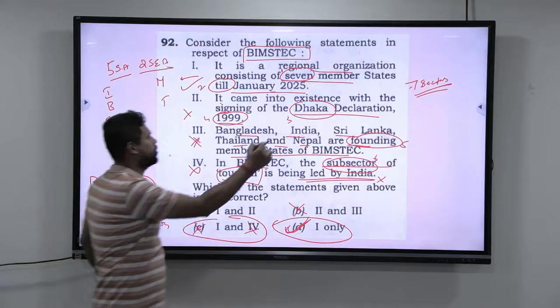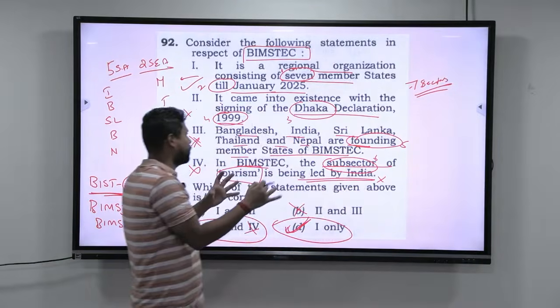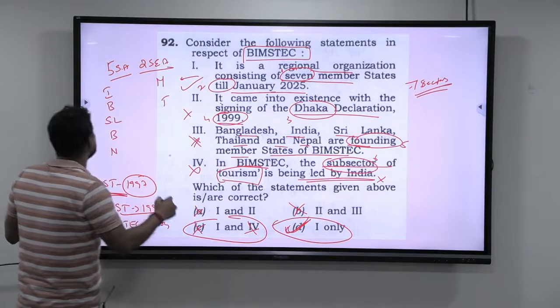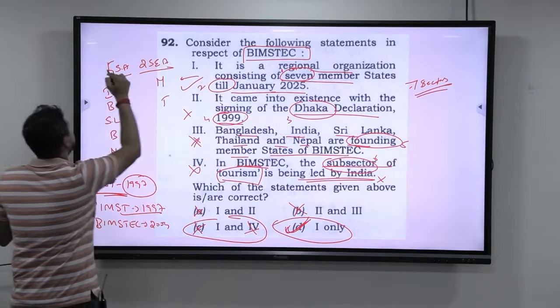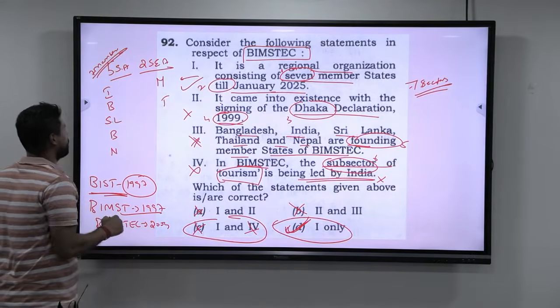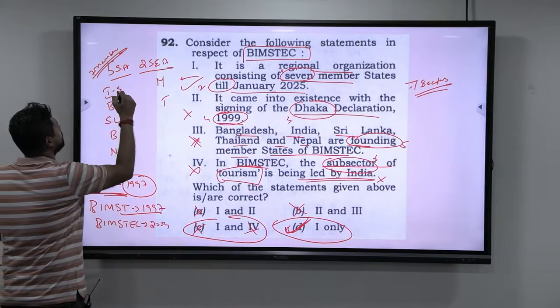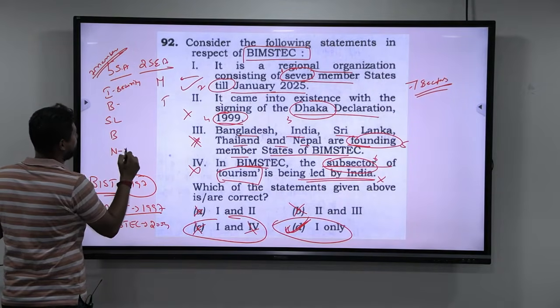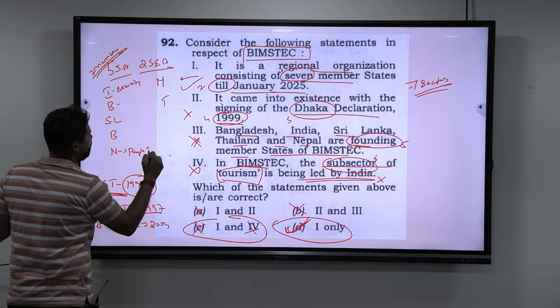But let me just tell you the 7 sectors for the sake of discussion and for the sake of you knowing that it can reappear in the next exam or in future exams. So there are 7 members, and one member has been given one sector. For example, India has been given the sector of security. Next, Nepal has been given the sector of people to people contact.